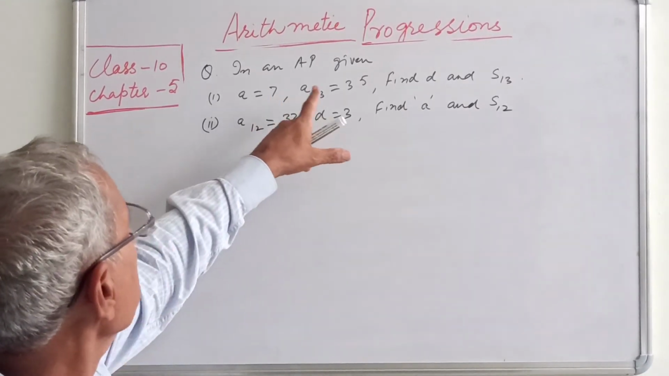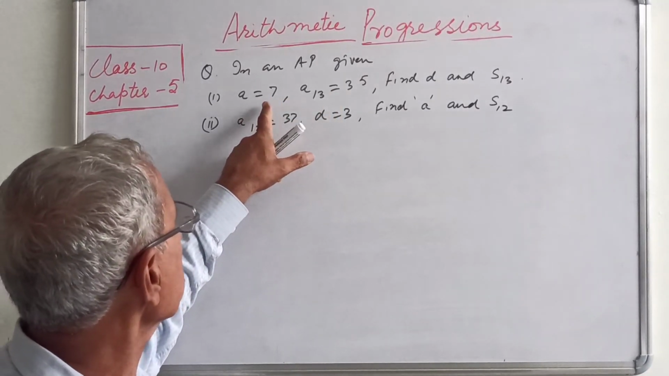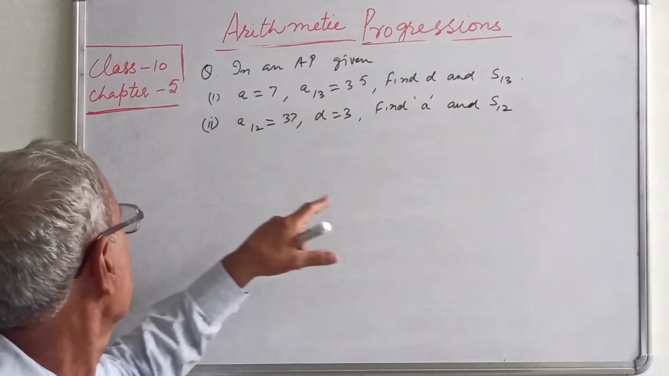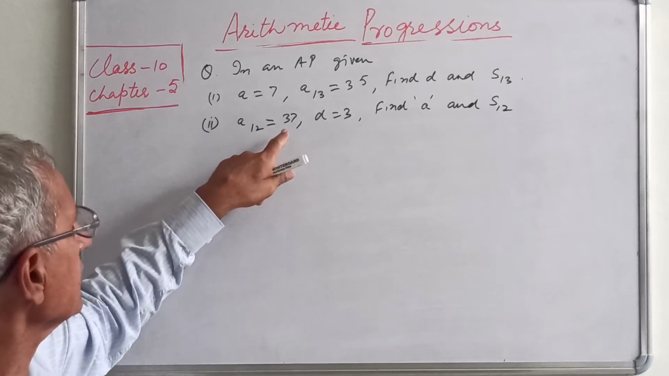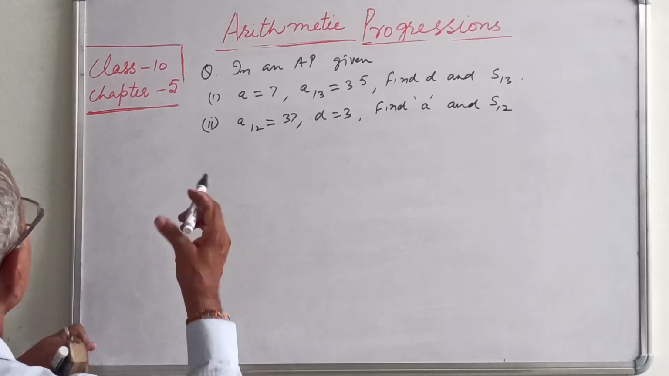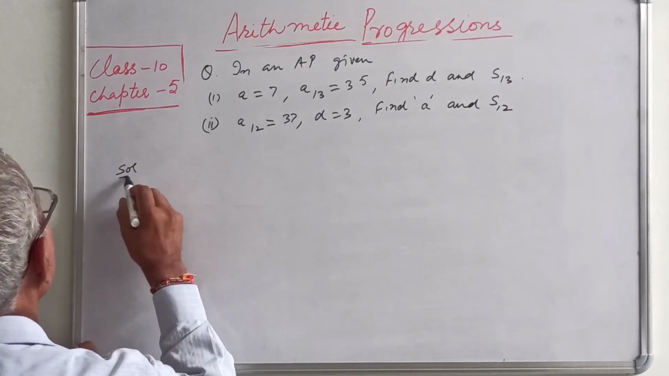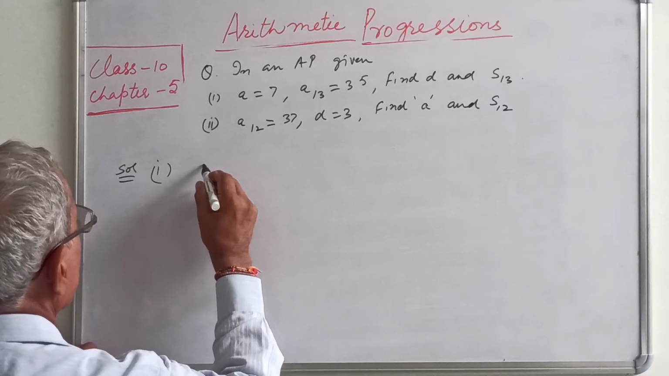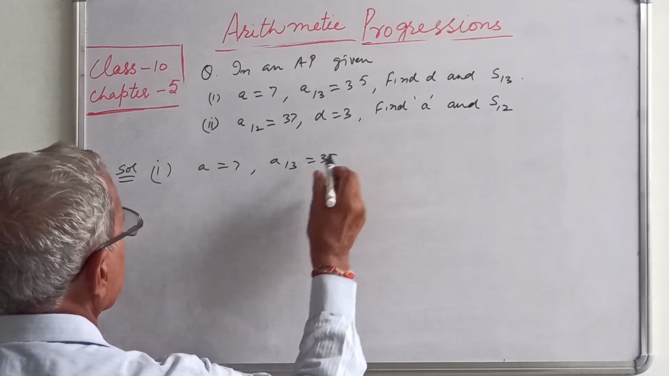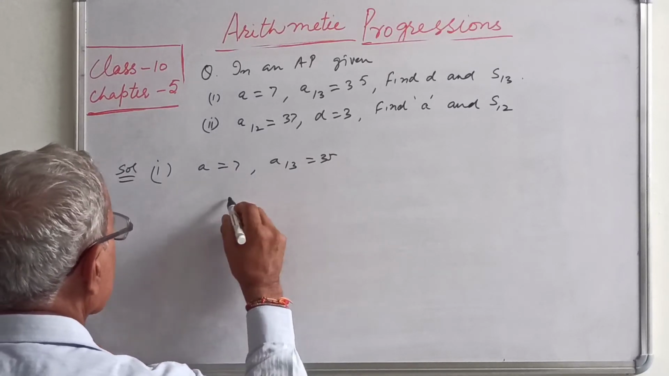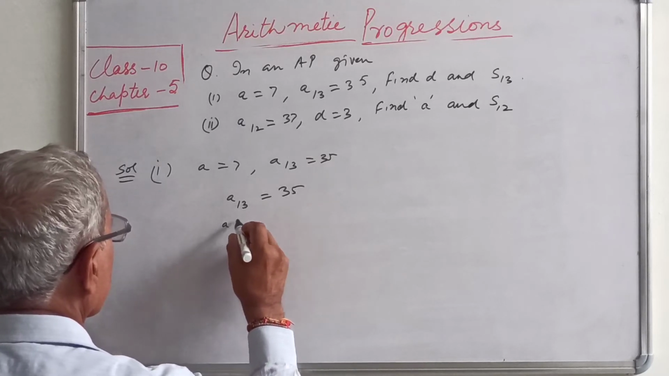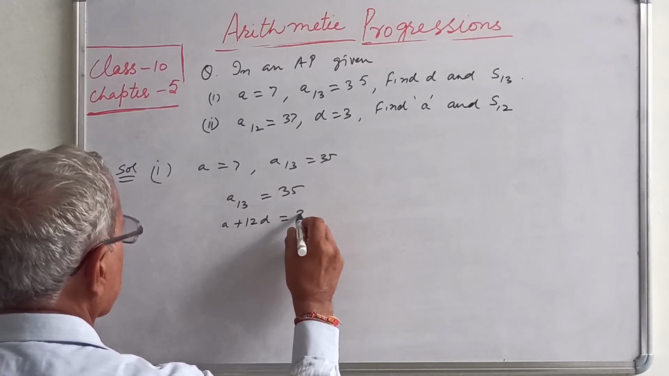Next question is in an AP, first part: given A is equal to 7, A13 is 35, find D and S13. Second part: A12 is 37, D is equal to 3, find A and S12. So first part is A is equal to 7, A13 is equal to 35. So A plus 12D is equal to 35.